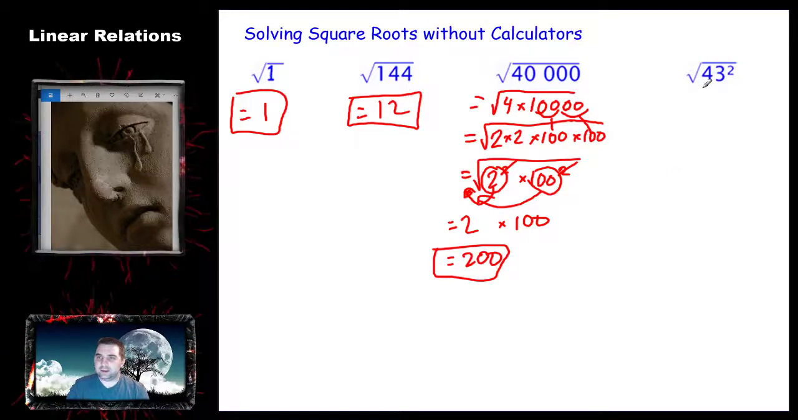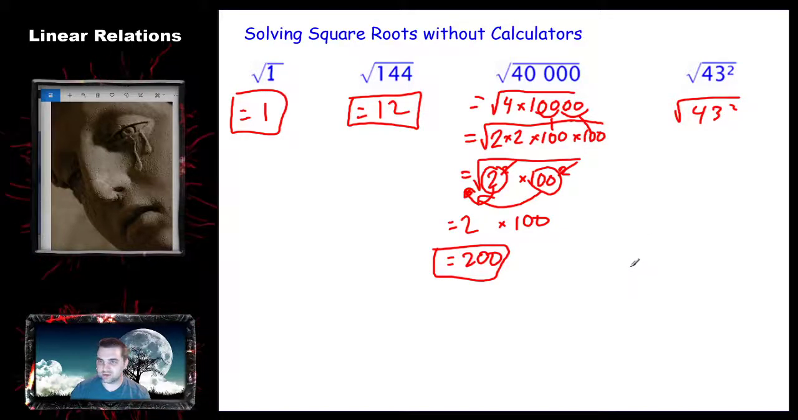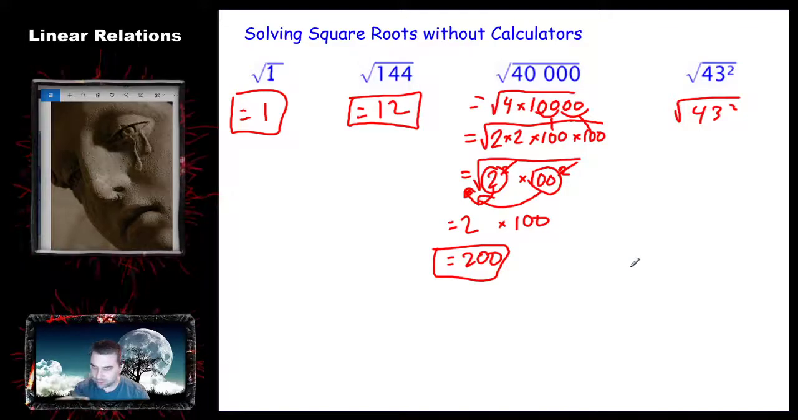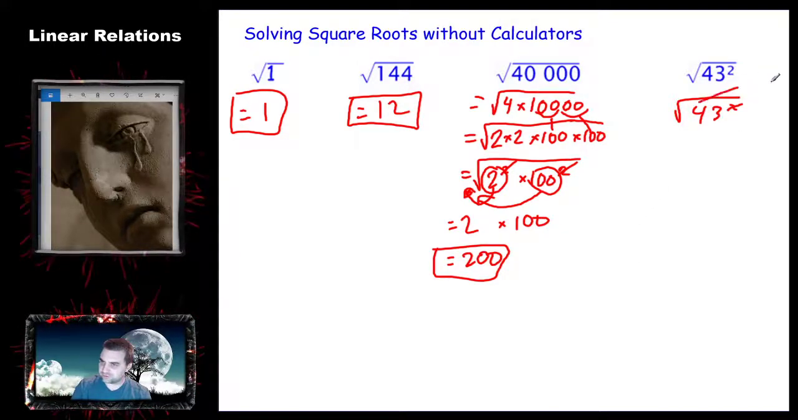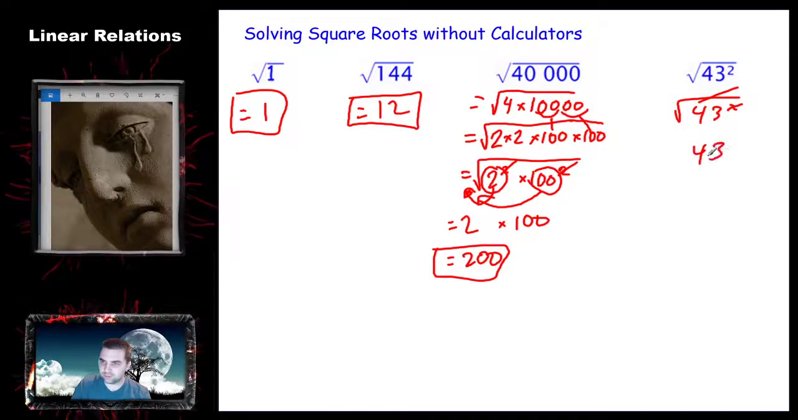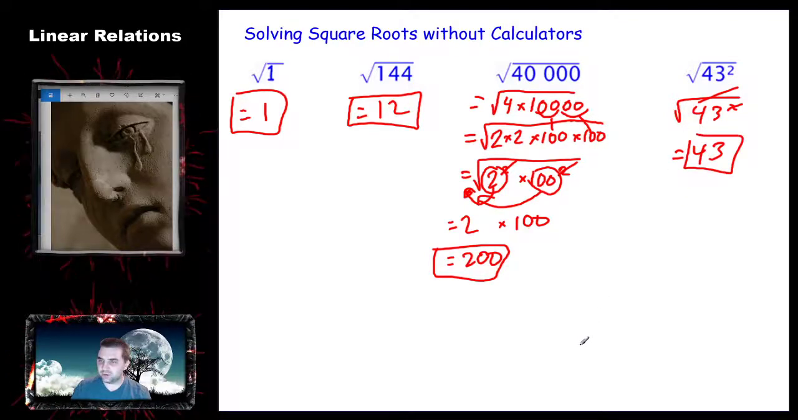Oh, here's another one. We have the square root of 43 squared. That one you should be looking at right away, saying, hey, that's a square, and there's a square root. Those are opposite operations, so let's just get rid of them, and 43 comes to the outside, so 43 is my final answer.